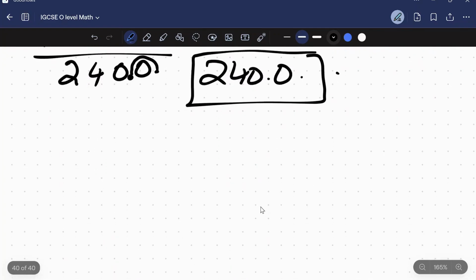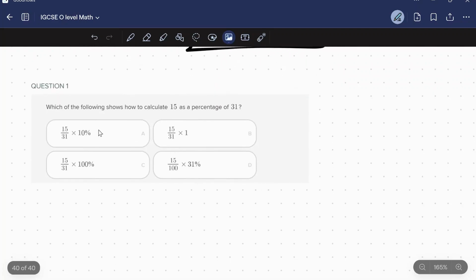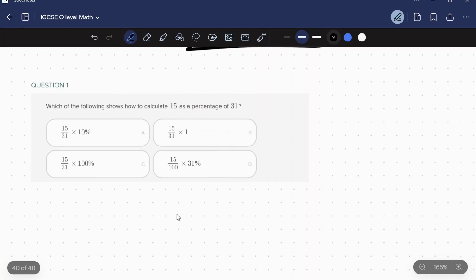Let's take an example. In this question, we need to find which of the following shows how to calculate 15 as a percentage of 31. Right? So 15 is the part, and the whole is 31. Like 15 out of 31. We need to calculate the percentage. So 15 out of 31, that's the fraction we're getting.